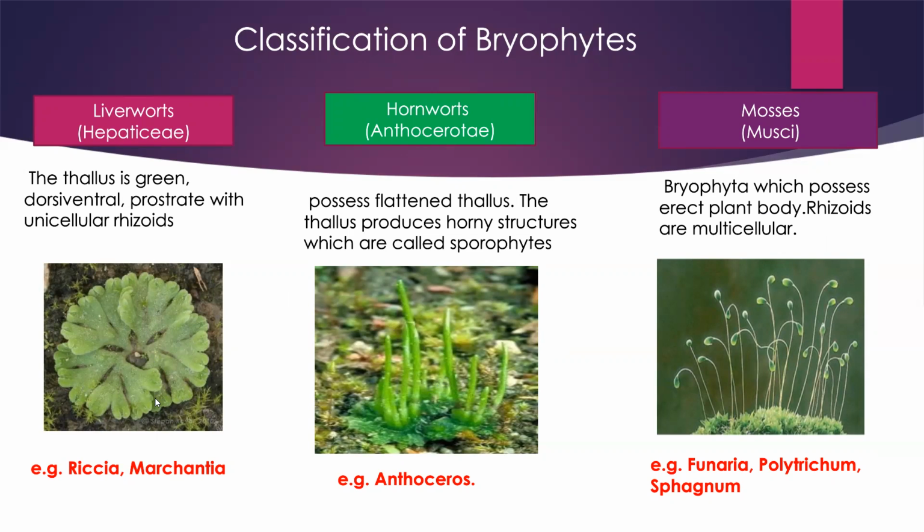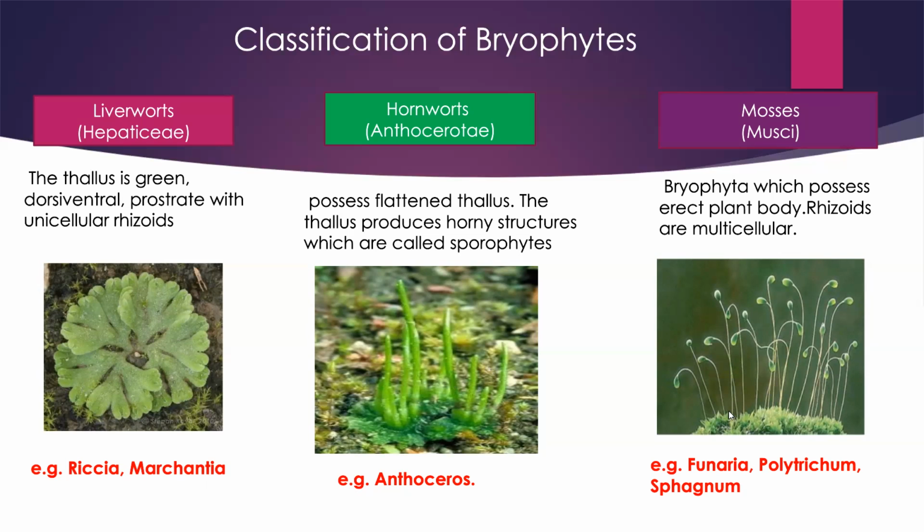These rhizoids are meant for attachment purpose, for fixation to the substratum. Substratum is the thing on which it grows. That means it may be soil or a rock, and along with the fixation, it also absorbs the water and minerals from the soil or rock. But in the case of the Funaria, which belongs to this mossy group, here the rhizoids are multicellular.